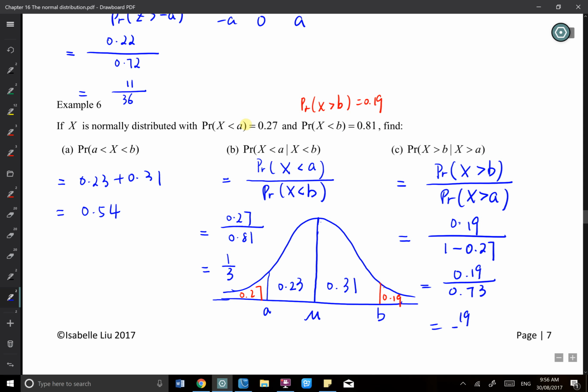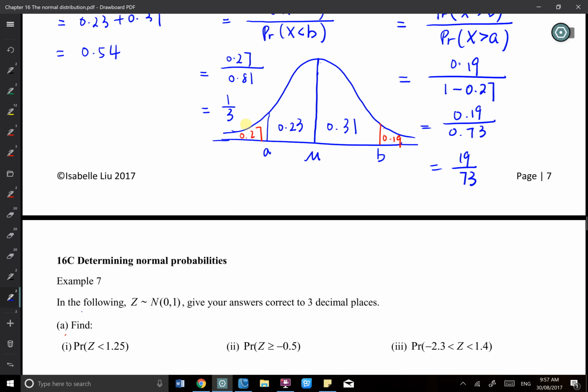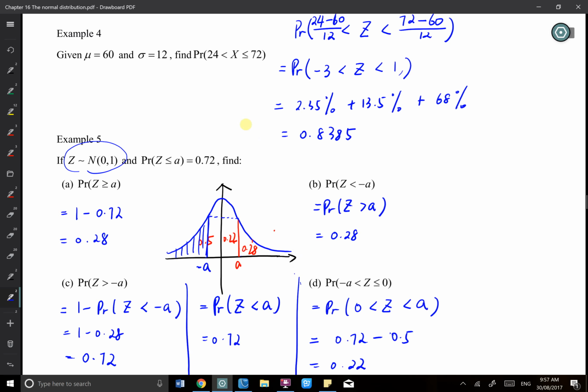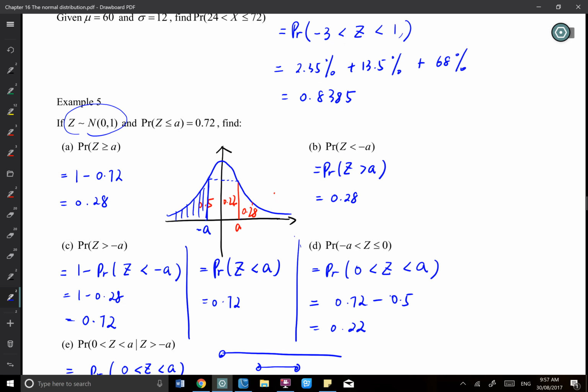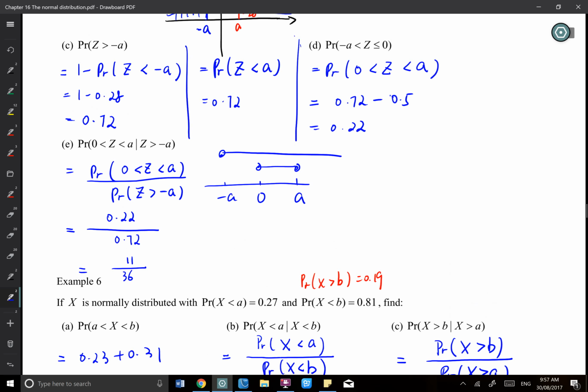That's 19 over 73. Okay, it's greater than A, so the answer is 19 over 73. Alright, so these are quite easy examples, very likely to be a Part 1 exam question. Everything on this page is kind of an exam 1 question.